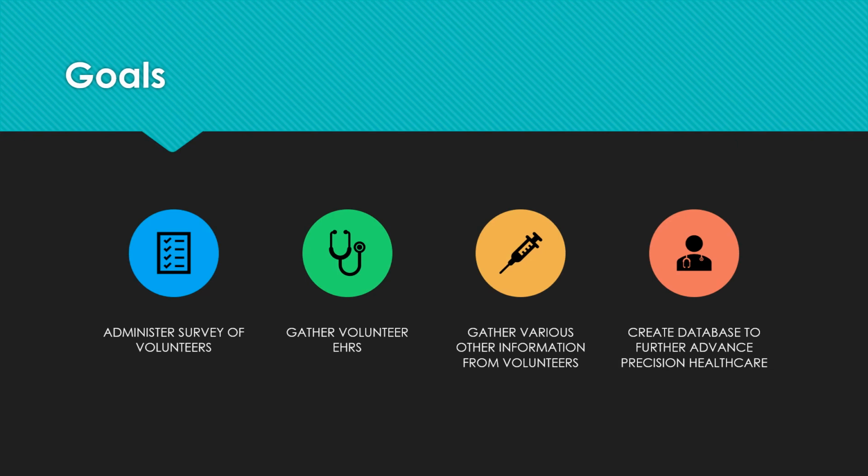Some of the goals of this program are to administer a survey of the volunteers, asking them about their lifestyle choices, to gather the electronic health records of the volunteers, to gather various other health-related information, such as blood and urine samples, as well as information from bioinformatic devices such as a smartwatch, and finally to create a database to further advance precision healthcare.